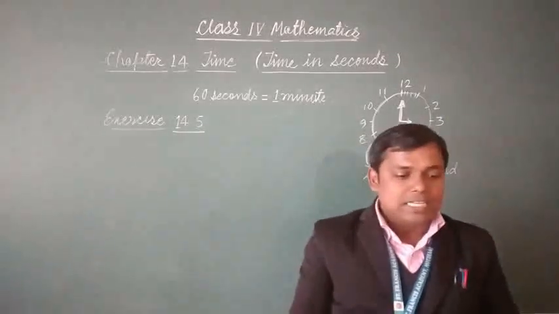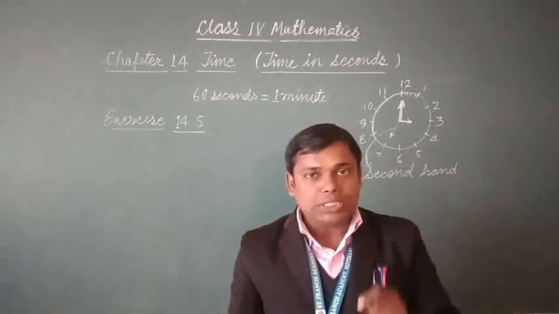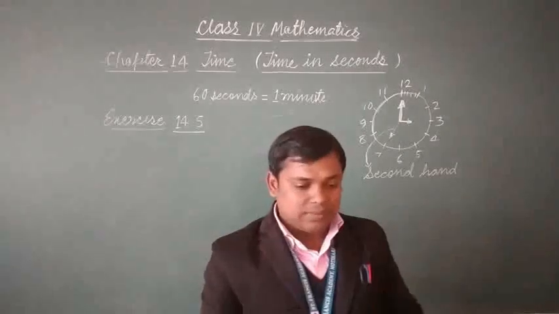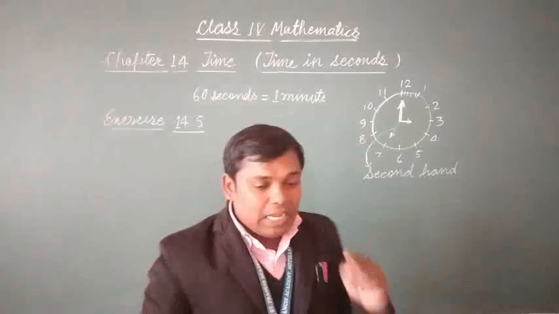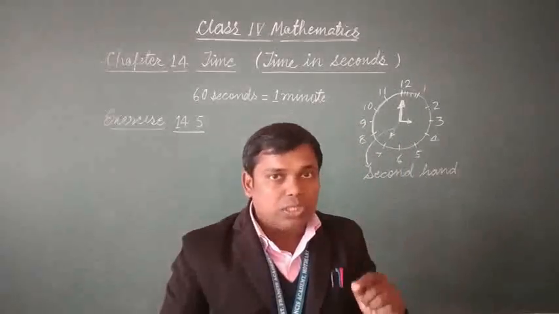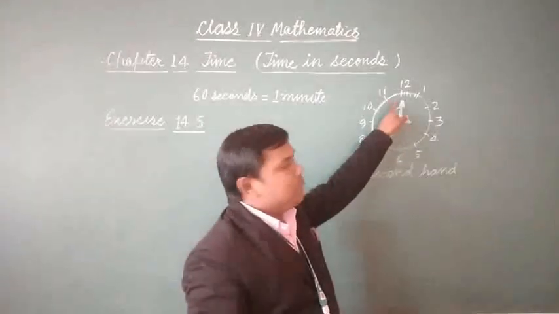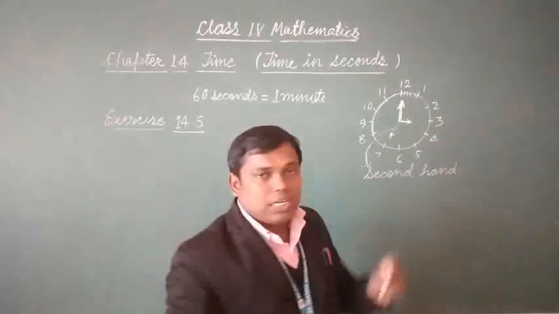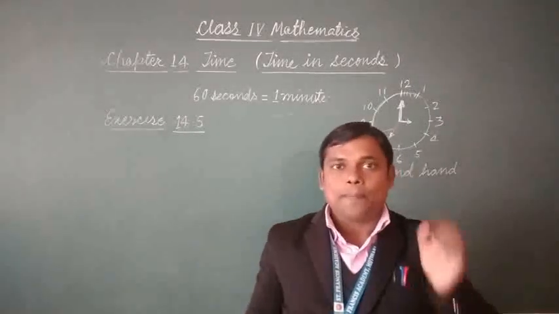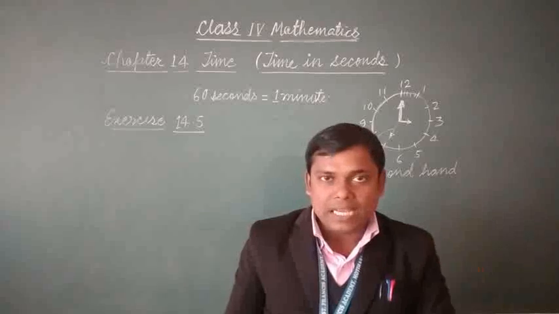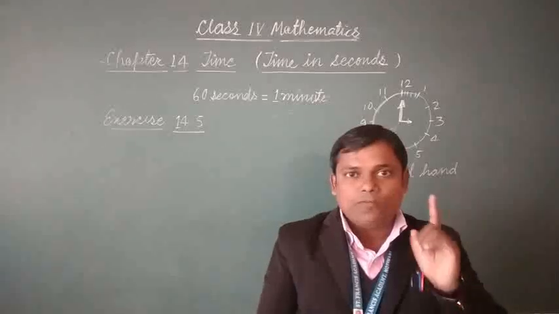The first question is, name the three hands of a clock shown in the following figure. So it is very easy to answer. The thinnest hand, shown in your book in red color, is the second hand, then the bigger hand is the minute hand and the smaller hand is the hour hand. So you can write the three hands in a clock are second hand, minute hand and hour hand. This is the answer of the first question.